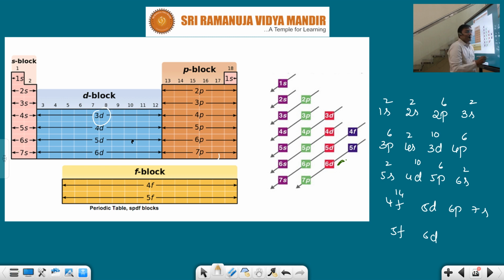Next, 14 elements, lanthanum to lutetium, 72. Right? Next, 5d. How many elements, students? 10 elements. Hafnium to mercury. Next, 6 elements, thallium to radon. Next, 2 elements, francium and radium. Next, 14 elements, actinium to lawrencium 103. So, I explained 103 elements electronic configuration in one shot.